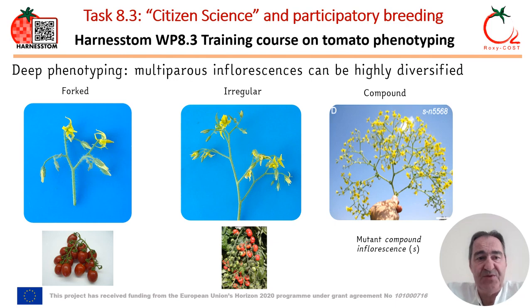Also, multiparous inflorescences may present a lot of variation, from a simple bifurcation like in the forked type to more branches like in the irregular type, up to inflorescences that have dozens of branches and hundreds of flowers. These are due to mutations like compound inflorescence and are called compound. Unfortunately, compound inflorescences are usually very unfertile, and less than 10% of the flowers may set fruit.